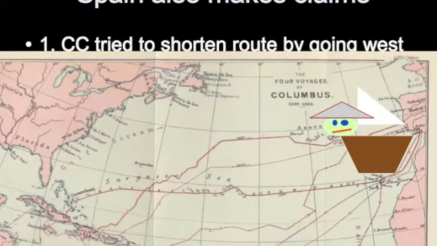Now, besides Portugal, Spain was also making claims. There is a little animation here in the PowerPoint, if you want to see it. We all know about Christopher Columbus and how he tried to shorten the route to Asia by going west, but surprise, surprise, you had the Americas in the way that he did not know about. Now, he was trying to get to the Indies, which we'll see on a map later. But that is not India, okay, but a series of islands in the east.